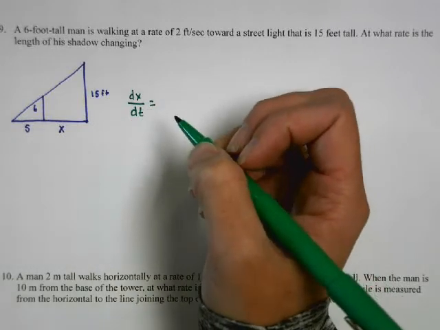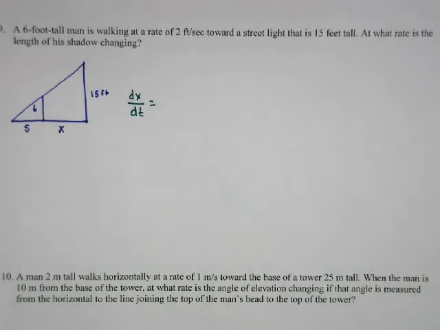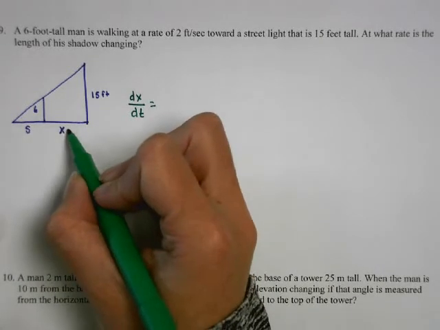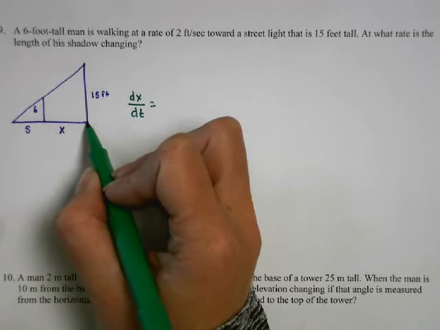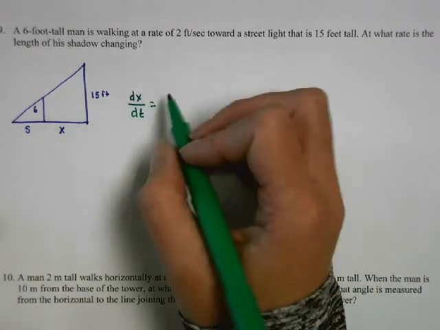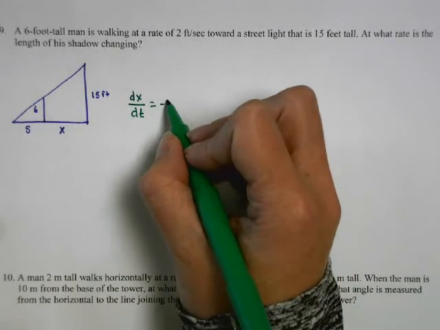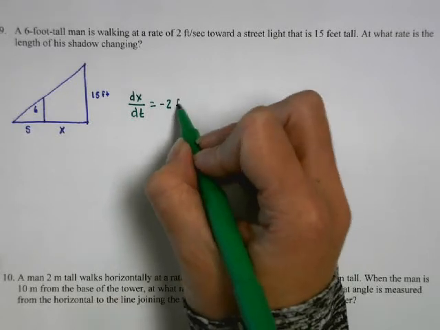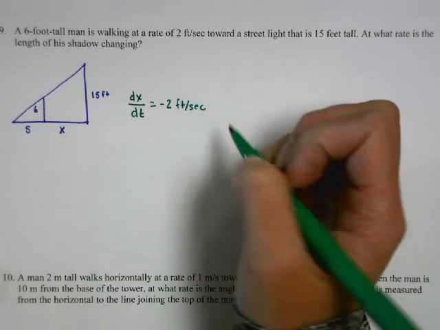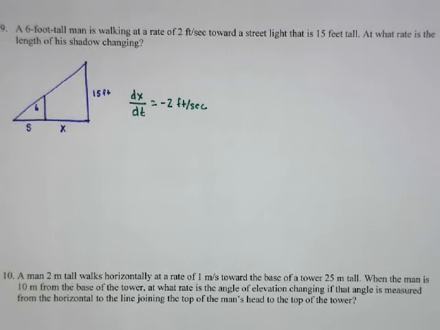So since he's walking towards the light post, this distance is getting shorter. So the dx/dt is going to be -2 feet per second. So we need to write an equation that relates all of this information. Okay, so what I'm going to do is set up a proportion with the similar triangles. All this geometry you never thought you'd use again.